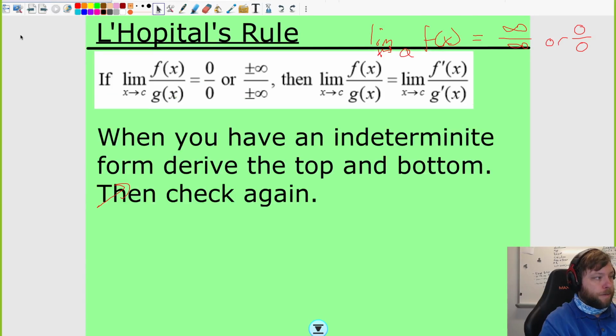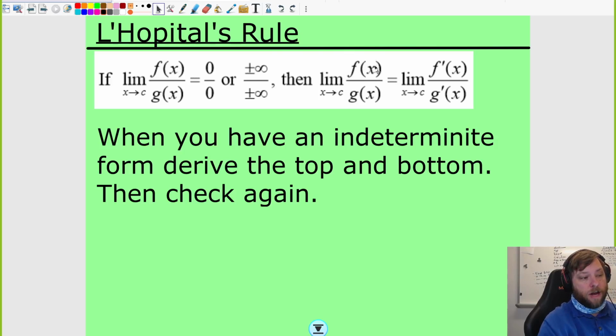So here's what I mean by this. L'Hopital's rule: you get 0 over 0 or infinity over infinity. It doesn't matter if it's positive or negative, it's still infinities. Then what we can do, and it's a fraction, is take the derivative of the top and then the derivative of the bottom, and then we try again. So you don't do a quotient rule. You just derive the top and bottom separately.